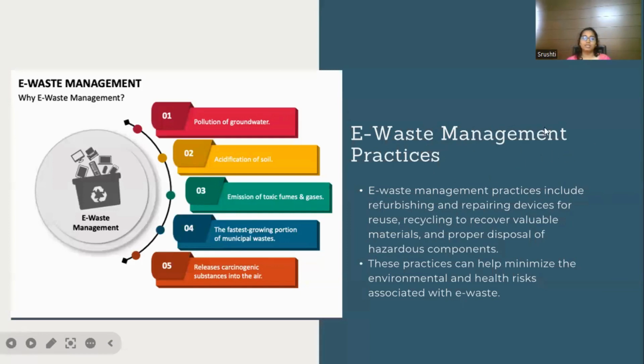E-waste management practices. E-waste management practices include refurbishing and repairing devices for reuse, recycling to recover valuable materials, and proper disposal of hazardous components. These practices can help minimize the environment and health risk associated with e-waste. These are the few reasons why e-waste management should be there.